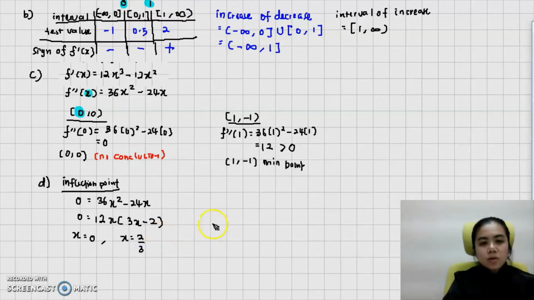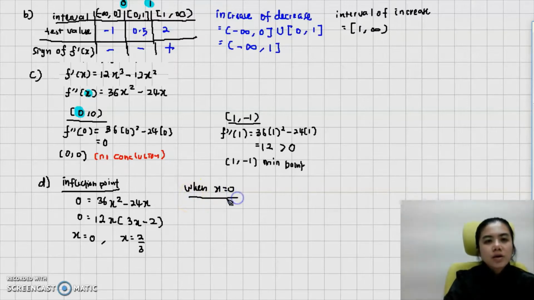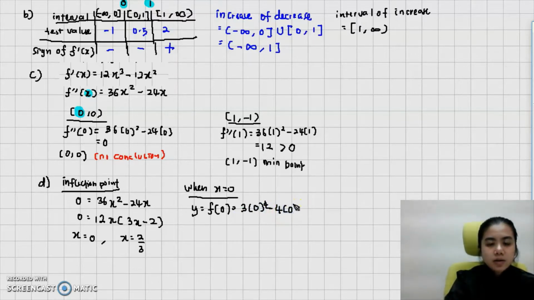Let's see what happens when x is equal to 0. The same thing, we're going to do substitution. We substitute x into the original function, 3x to the power 4 minus 4x to the power 3. Your x is 0, so it will equal 0. So that is 0, 0. That is your first inflection point.